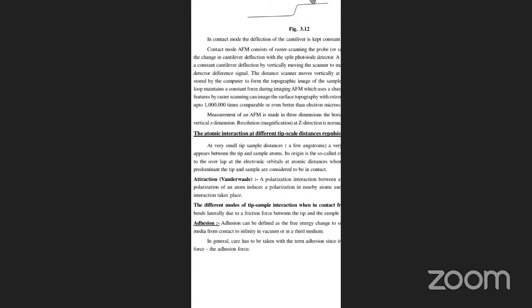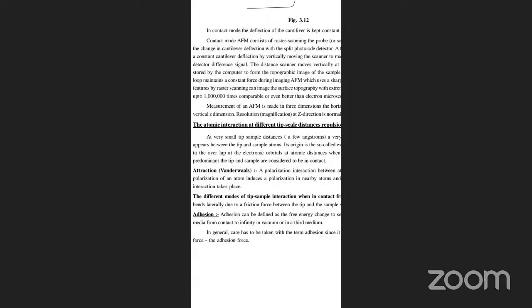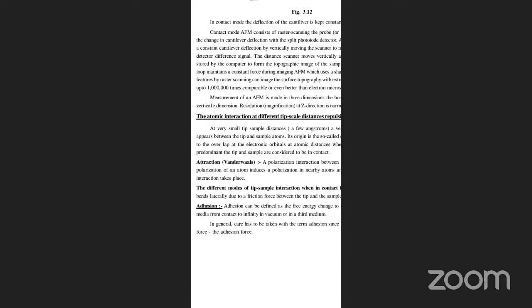AFM, which uses a sharp tip to raster scan, can image the surface topography with extremely high magnification, up to 1 lakh times, comparable to or even better than an electron microscope. Measurement in an AFM is made in 3 dimensions: the horizontal XY plane and the vertical Z dimension. Resolution in the Z direction is normally higher than in the XY plane.